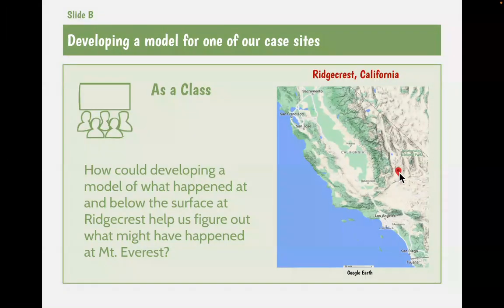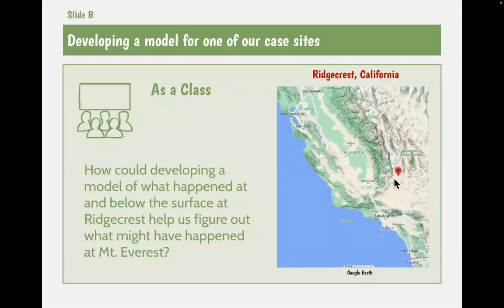So here is Ridgecrest in California. So this is the Pacific Ocean over here. And that's where that earthquake happened that we saw the pictures for, where the ground was pulled up in some areas and pulled apart at others. And the question we want to have here is, how could making a model of an earthquake here, what it looks like at the surface and below the surface, help us figure out what happened at Mount Everest?